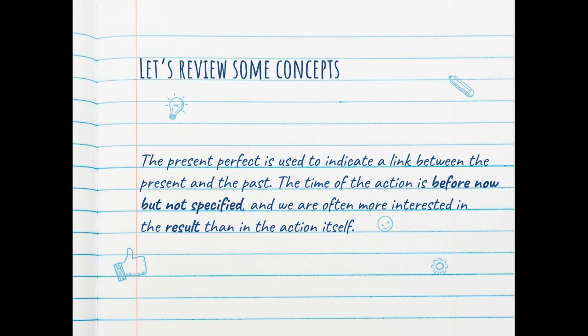Now, the present perfect is used to indicate a link between the present and the past, even though, as the name implies, it says present. We need to be very careful because it refers to past actions. The time of the action is before now, but we don't really specify when it happened, or we rarely do. We are more interested in the result than in the action itself.